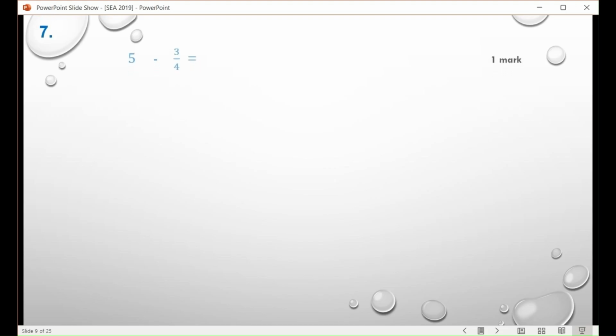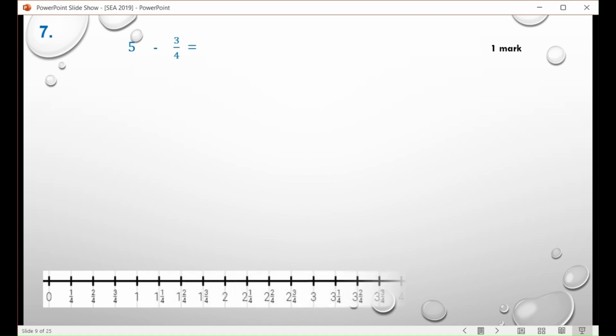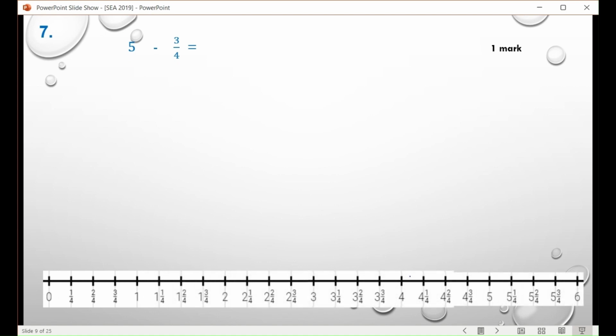Number 7, 5 minus 3/4 is equal to... There are many different ways to do it. Let's look at bringing up a model. I'm sure your teachers have done this using a number line, and we're accustomed to using whole numbers on the number line, but now we're dealing with what fractions? Quarters. So if we have 5, let's indicate that there, and we're subtracting, which means we're moving to the left on the number line. So we'll be moving back 3/4.